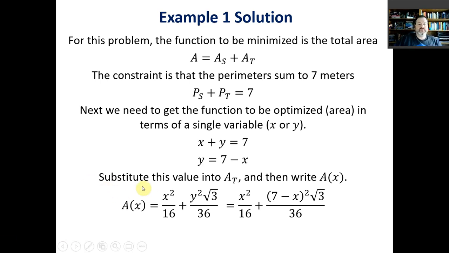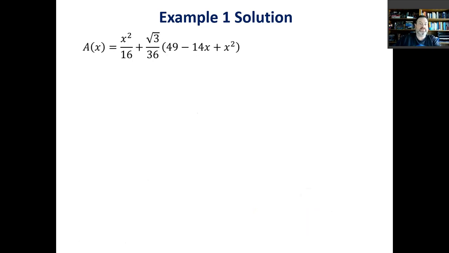So here's your square. Here's your triangle. And then wherever I saw y, I just plugged in 7 minus x. So this is my function, but I don't want to take a derivative of this. Remember, derivatives don't like things to be factored because then you have to use the chain rule. We'd rather not use the chain rule, right?